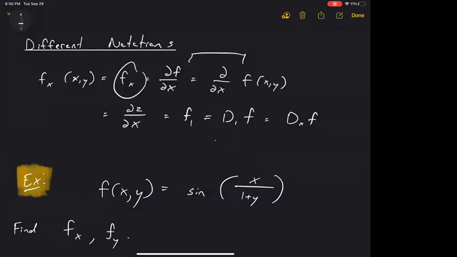Similar thing at work here. The big capital D is just saying, okay, you're differentiating, and the 1 says you're differentiating with respect to the first component. This is the same thing. You're just saying you're differentiating with respect to x in particular.